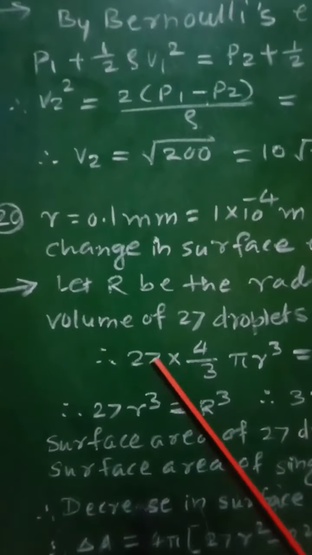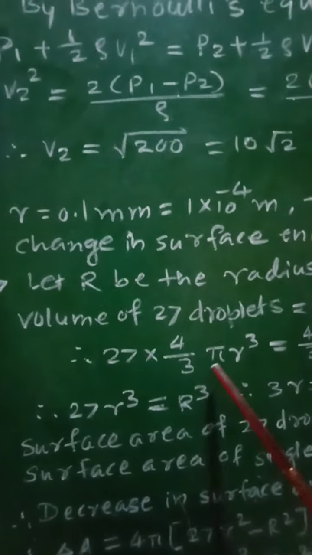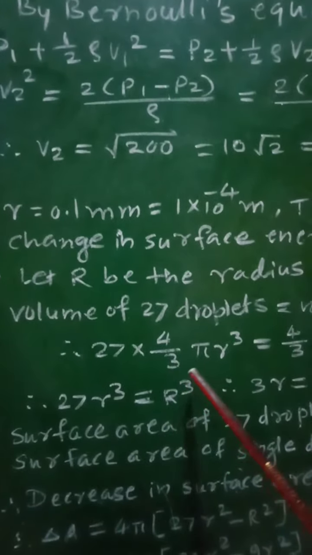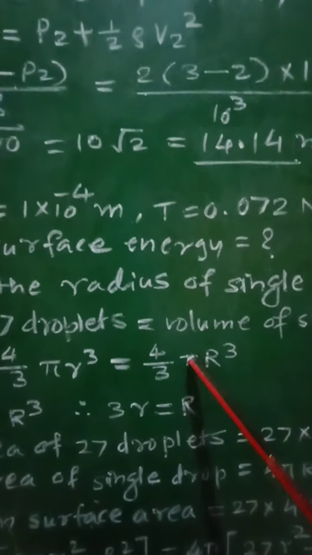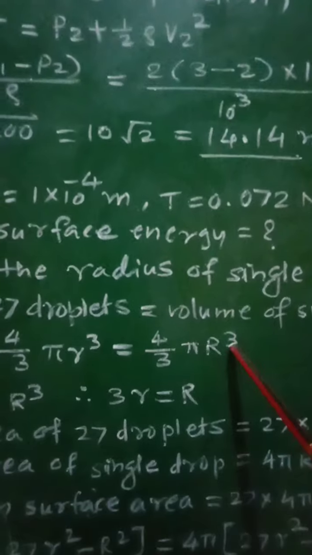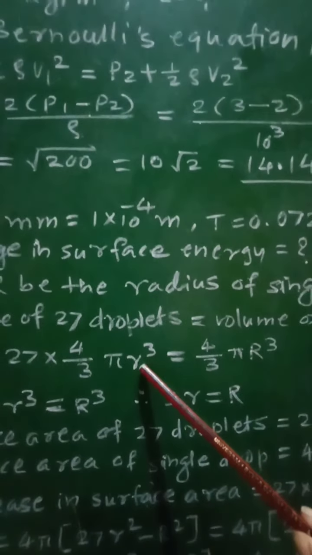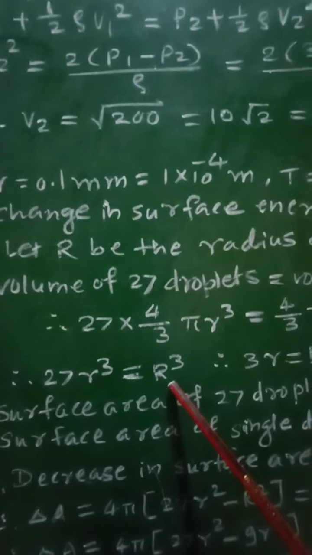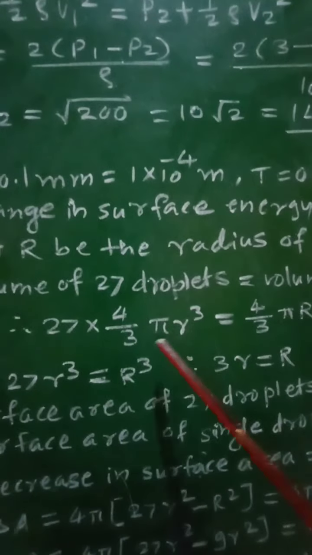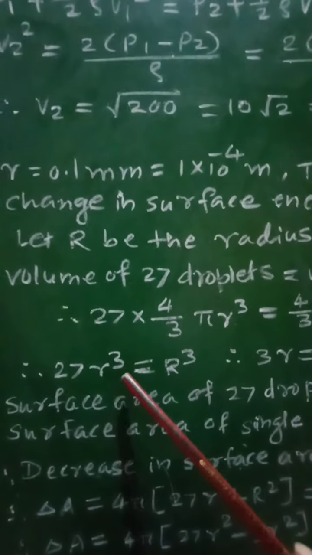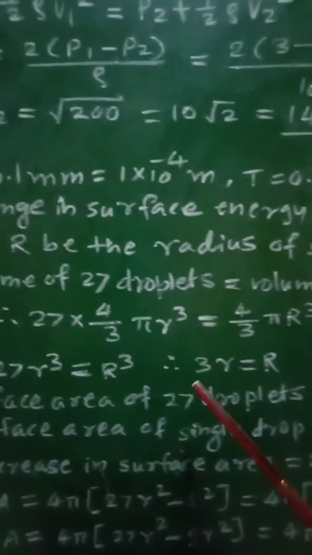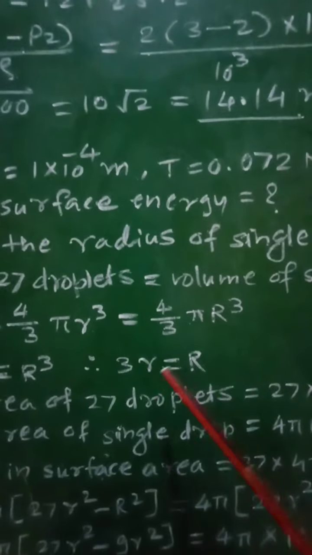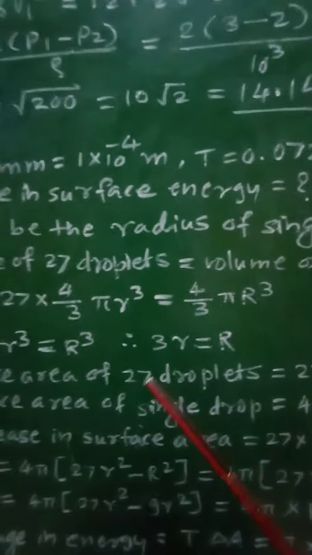Now the volumes are given as 27 into 4 by 3 pi r cube. As the droplets are spherical, therefore 27 into 4 by 3 pi r cube must be equal to 4 by 3 pi R cube. Here it will be capital R, here it will be small r. Therefore we can write 27 r cube equal to R cube, because 4 by 3 pi will get cancelled on both sides. Taking cube root on both sides, we will get 3r equal to R. So capital R is equal to 3 into small r.